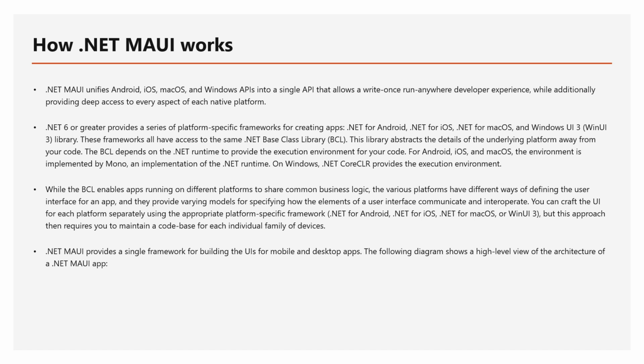Now we will understand how .NET MAUI works. .NET MAUI unifies the Android, iOS, macOS, and even Windows APIs in a single API that allows a write-once, run-anywhere developer experience, while additionally providing deep access to every aspect of each native platform. With .NET 6 and greater, it supports a series of platform frameworks for creating apps: .NET Android, iOS, macOS, Windows UI, etc. These frameworks all have access to the same .NET base class library.